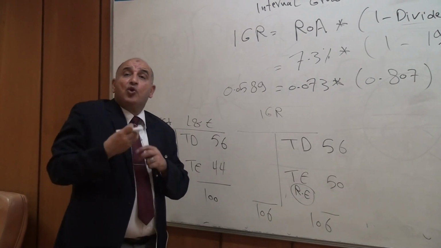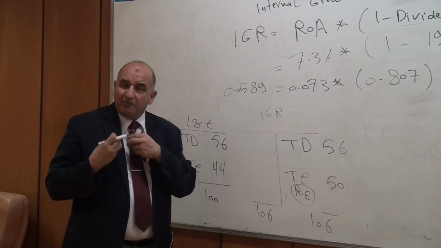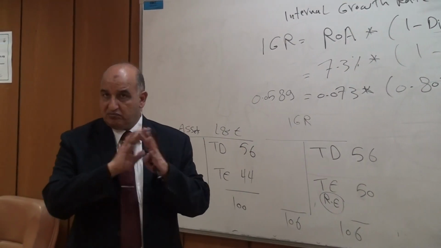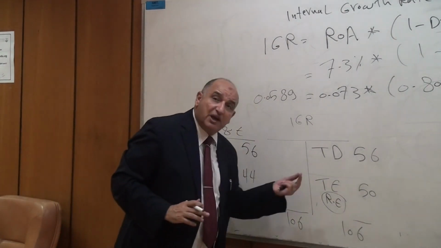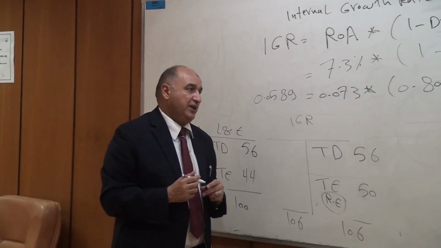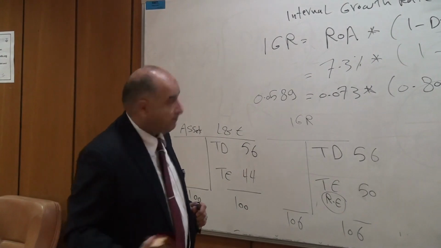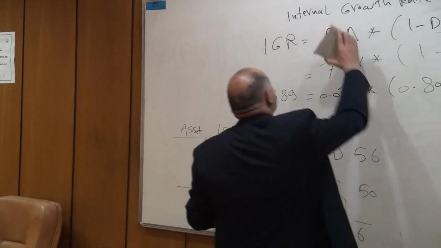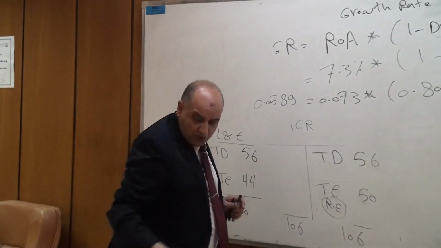So we highly recommend to any company, please, if you have net income, don't distribute the whole net income. You have to keep something to be reinvested if you need to grow. Okay. We have another ratio. We call it sustainable growth rate.